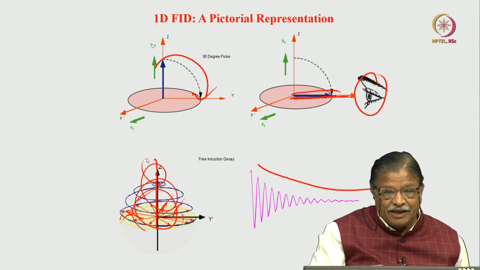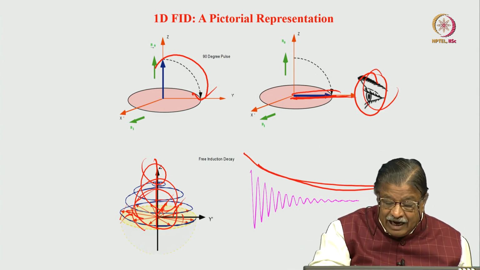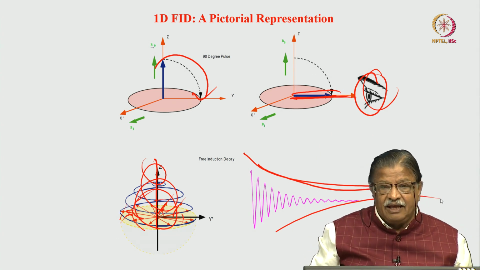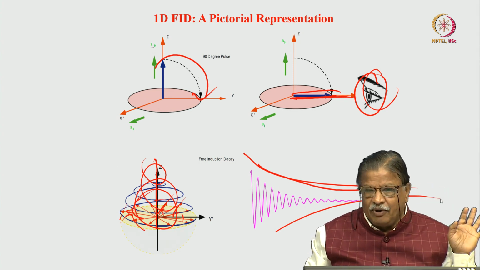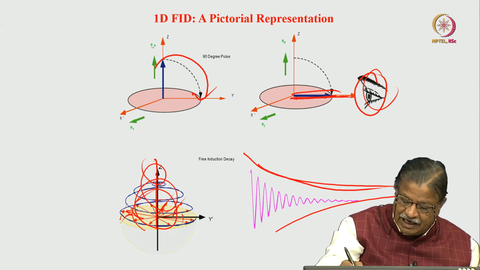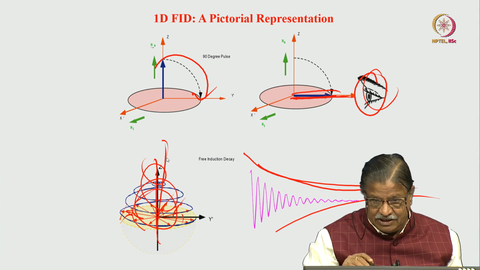And when it is happening, when I am sitting here using electronics, I collect how the signal is decaying in the xy plane. I apply the RF pulse, then I keep quiet. The magnetization which was disturbed will decay in the xy plane and start going along the z axis, and it is an exponential function.